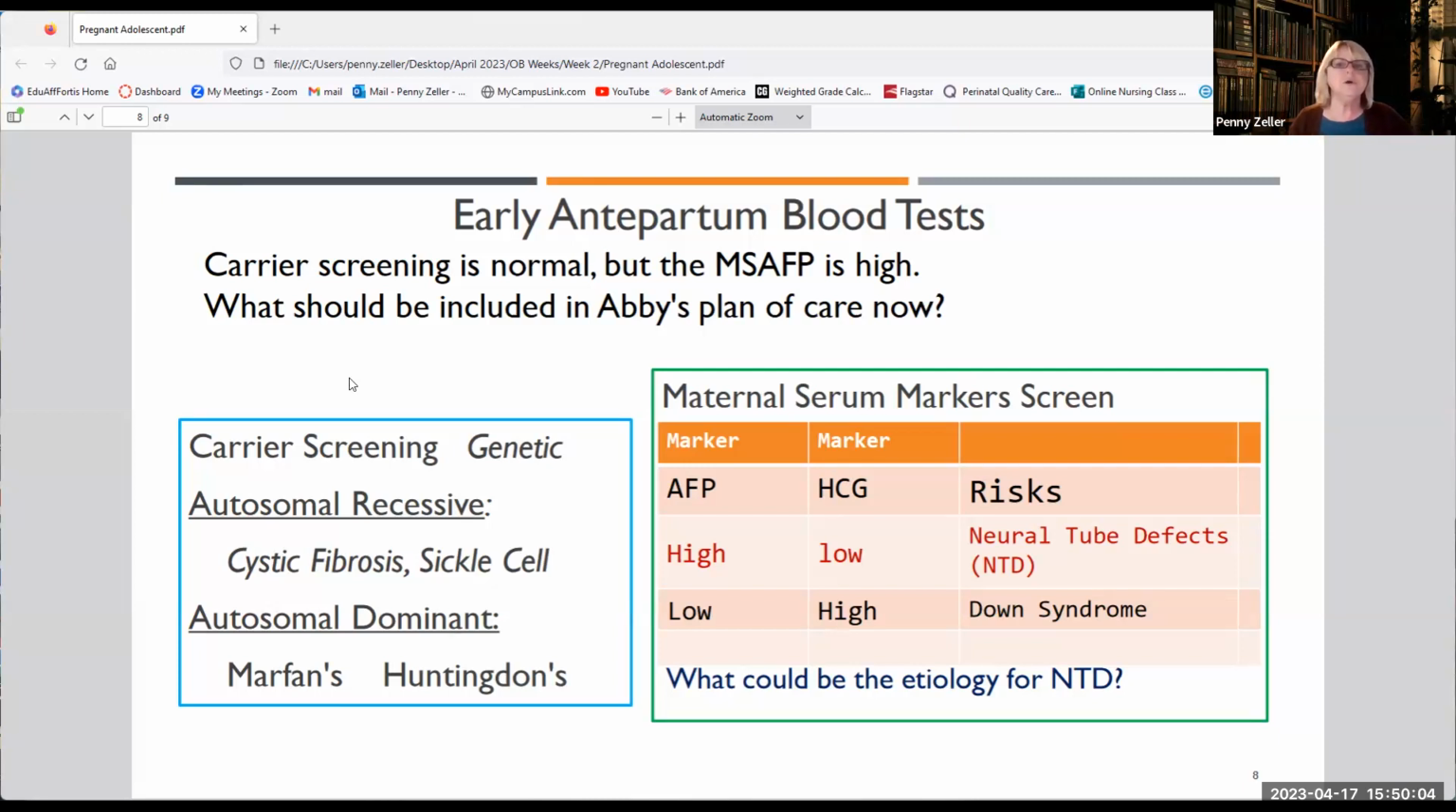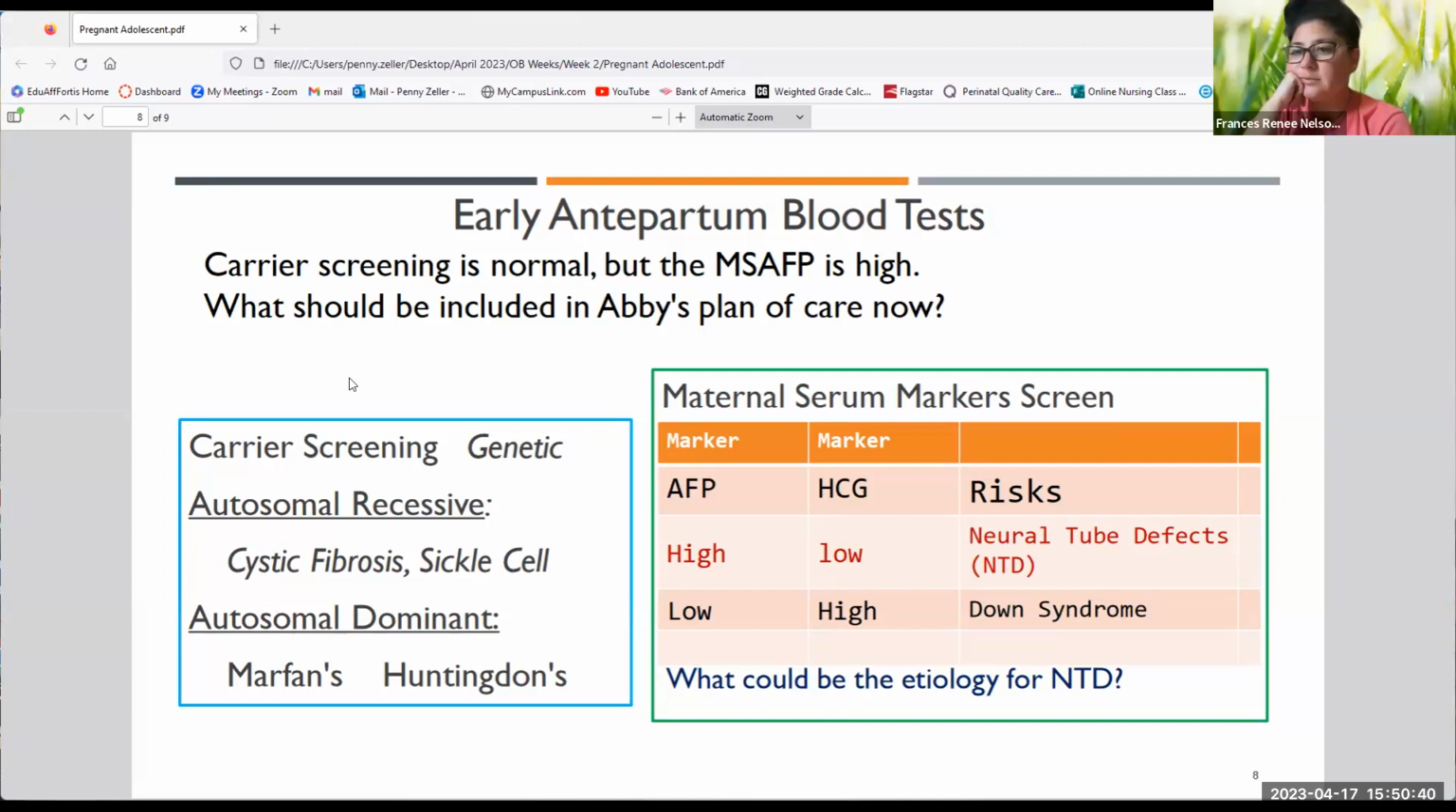And we usually do the marker screen for everybody, just to see if they're at risk of their baby having a neural tube defect or having some kind of trisomy. Okay. Do you remember what I told you about neural tube defects? What is the usual etiology we think that causes high AFP and low HCG? Does anybody remember?